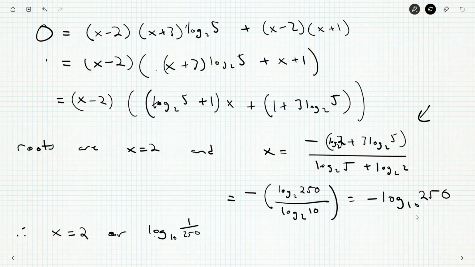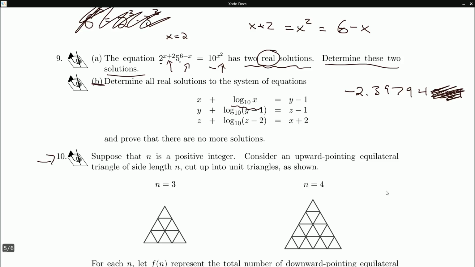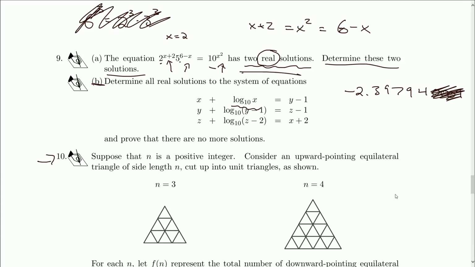Okay. So that was just A part. We've still got B part left to go. And we do have our 2 real solutions there, by the way. Don't need to justify the 2 real solutions because they told us about them. All right, B part. Determine all real solutions to the system of equations of more logarithms. Okay, yep, already noticed that.